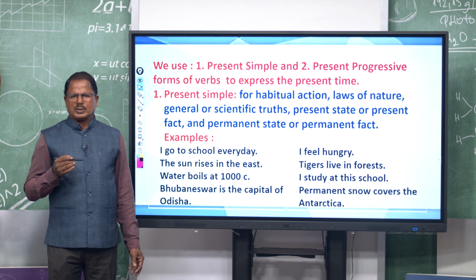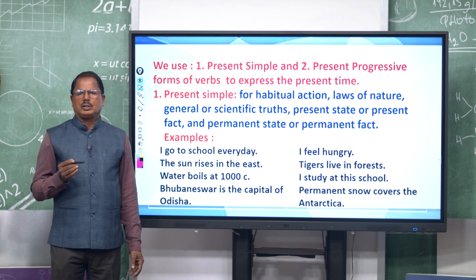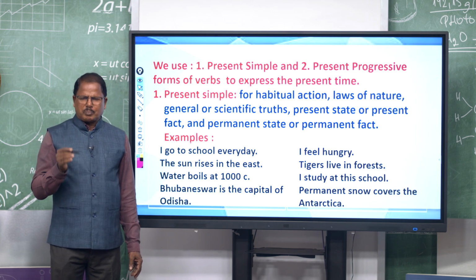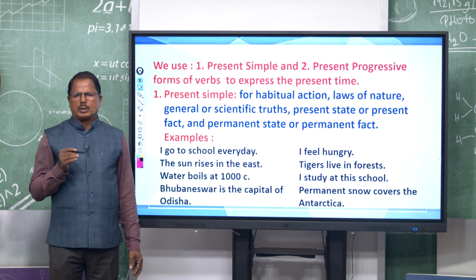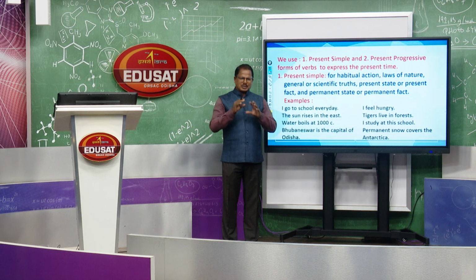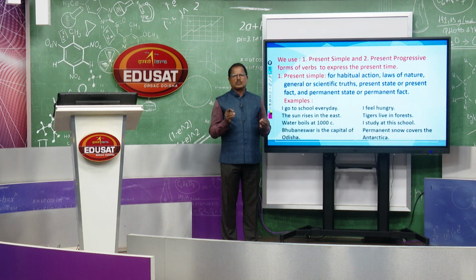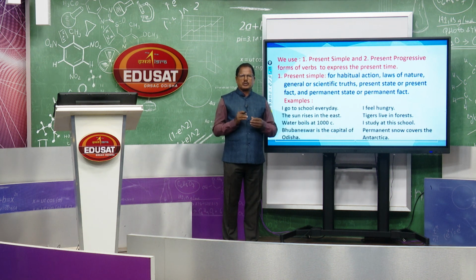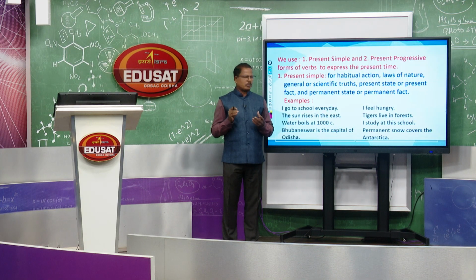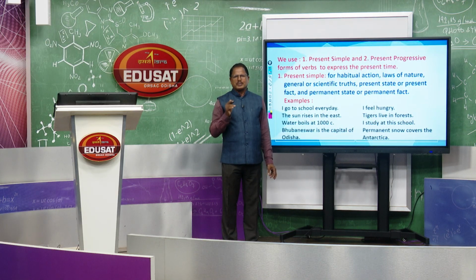I feel hungry, present state. Tigers live in forests, this is the law of nature. I study at this school, at the present moment I study here, right. Permanent snow covers the Antarctica. So, these are some sentences which talk about habitual action, laws of nature, general or scientific truths, present state or present fact, and permanent state or permanent facts. That is why we use present simple to express the present time.